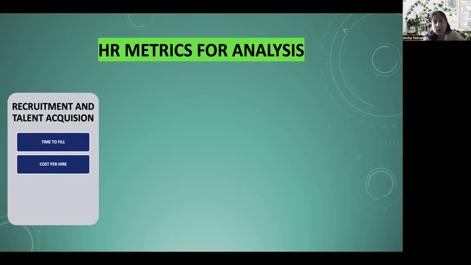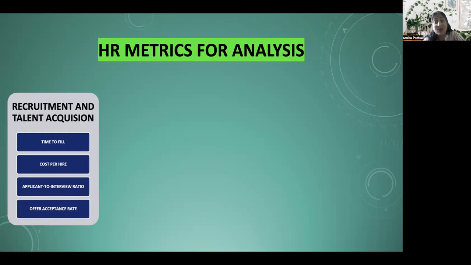Cost per hire. What's the cost that the organization is paying to hire one candidate? Point to be noted here is that these metrics are calculative. That is, we can make calculations on these metrics. This is quantitative. Applicant to interview ratio. How many applicants are appearing, how many are attending the interview, and how many are accepting the offer. Suppose I gave an offer to 10 candidates, two are accepting the offer. So that is the offer acceptance rate.